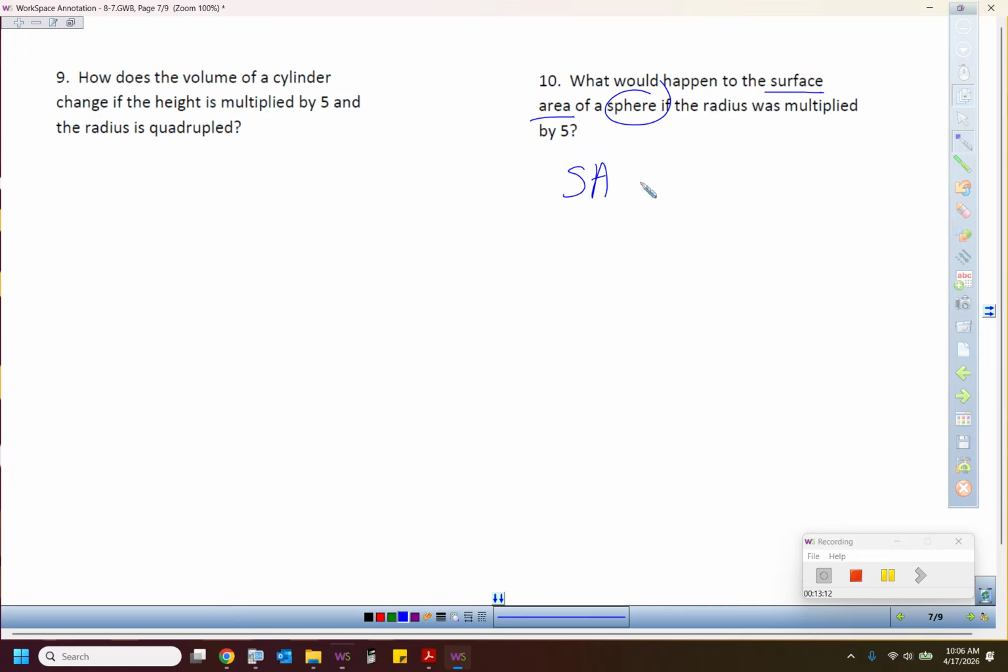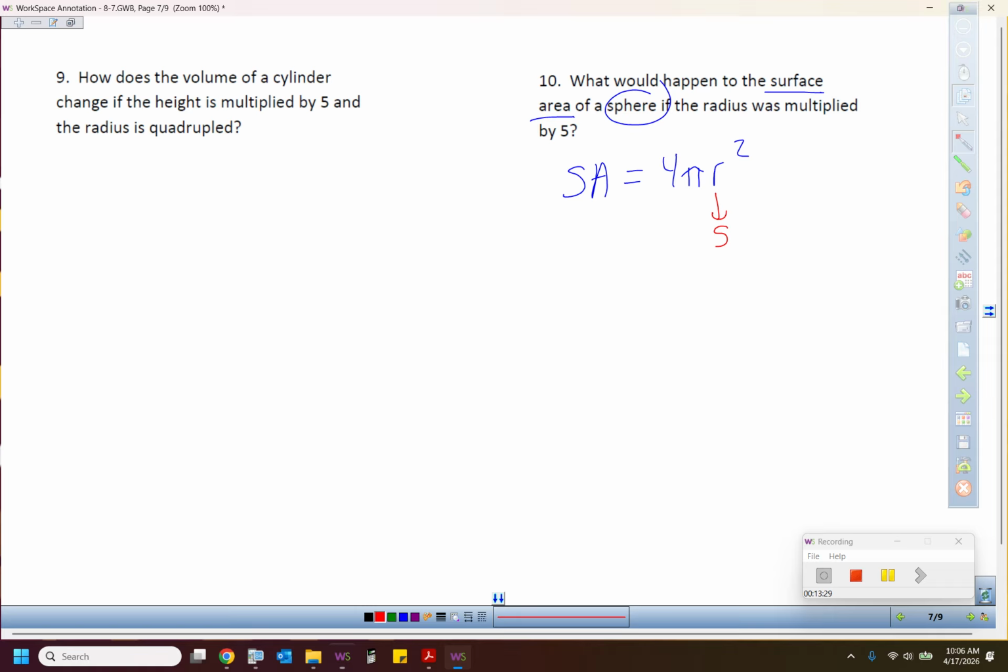Surface area of a sphere. I believe it is 4 pi r squared. Does that sound cool? It says, what would happen if the radius was multiplied by 5? So go to that letter in the formula and drop an arrow.